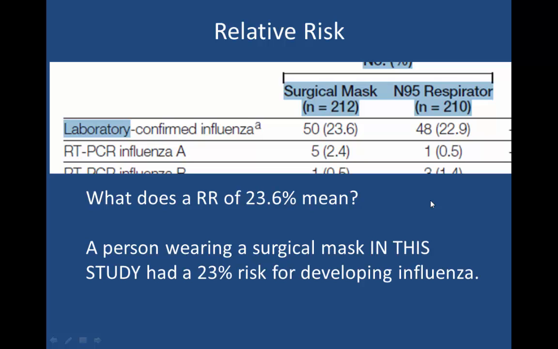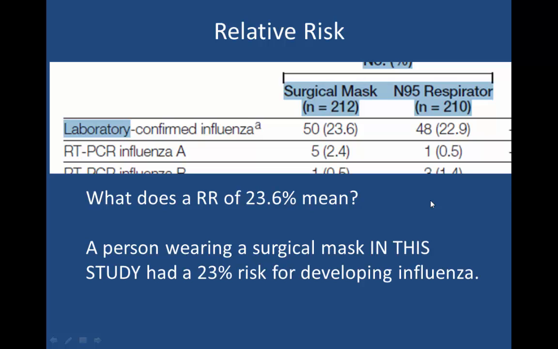In the surgical mask group, 50 divided by the actual number in the study in that arm. So 212, I had 23.58, so they rounded 23.6% developed it. So what does a relative risk of 23.6% mean? If I look at the results, there's a lower percentage here than there is here. It means that in this case, there was a 23.6% chance of developing laboratory confirmed influenza if I wore a surgical mask.